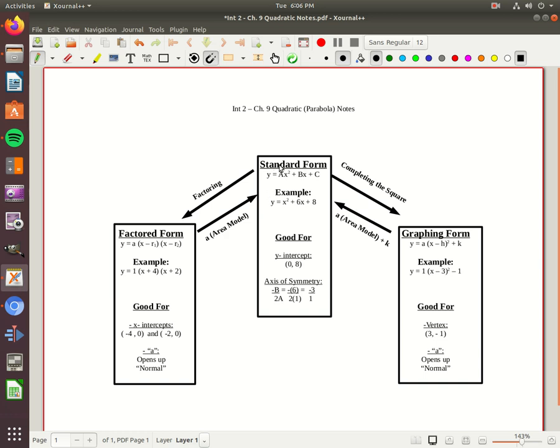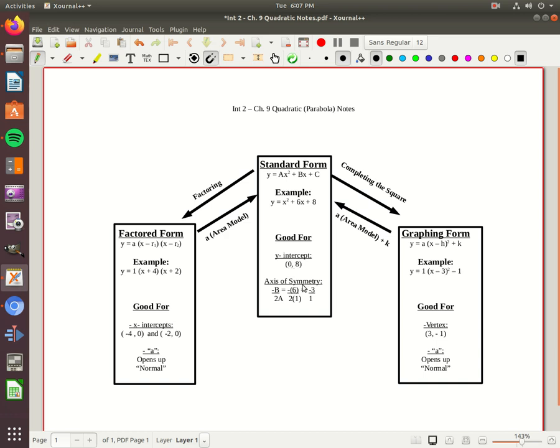So if we start in standard form, y equals ax squared plus bx plus c, an example would be something like y equals x squared plus 6x plus 8. This is a very simple example just because I really want you to see how this worksheet works and not focus so much on the math of it. We know that we can figure out the y-intercept in standard form just by plugging in 0 for x. That all disappears, so y would equal 8. So our y-intercept is (0, 8).